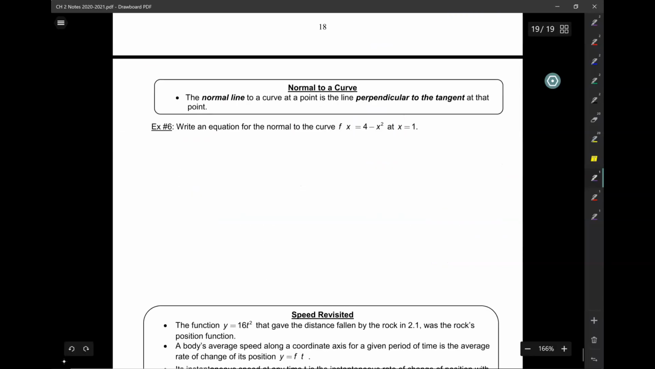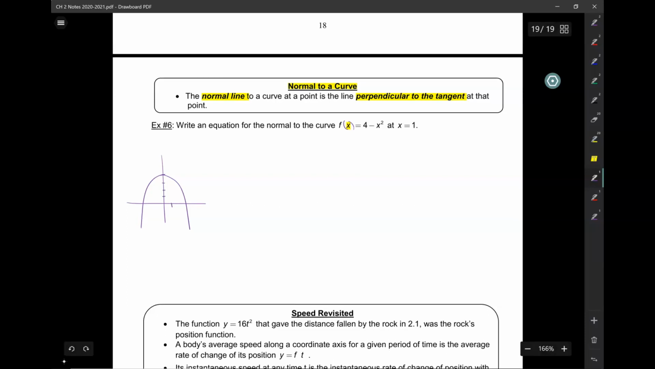Okay, moving along, normal. A normal line is actually the perpendicular to the tangent at some point, right? So any line perpendicular to a tangent is called a normal line. So here we have f of x equal to 4 minus x squared. So if that's 1, 2, 3, 4, that's how that looks. We want to find an equation for the normal to this. So at x equals 1, my point is right there.